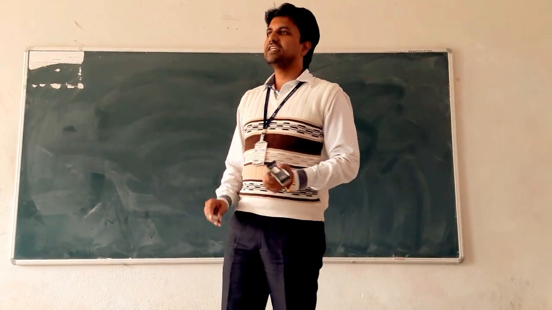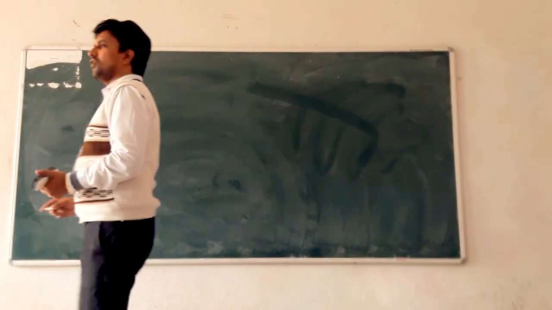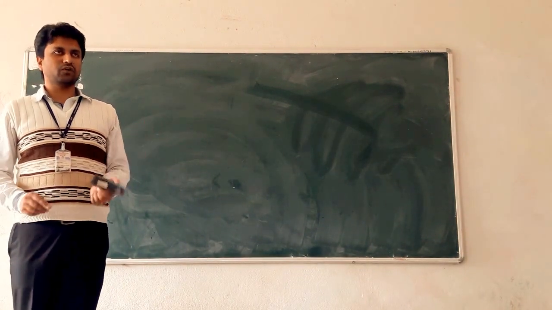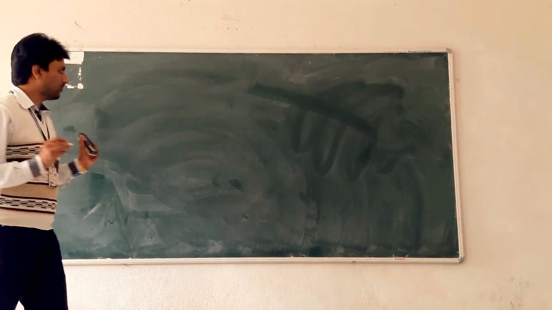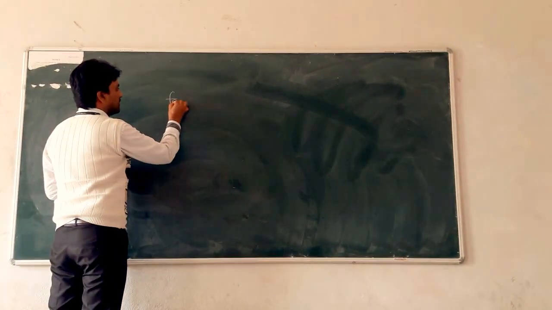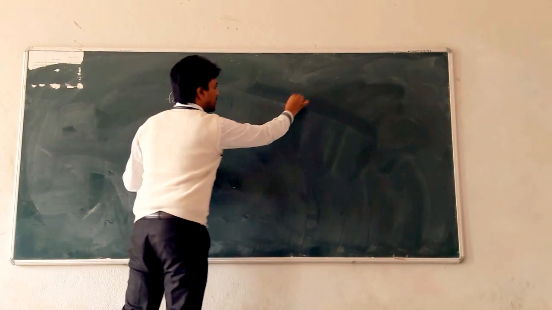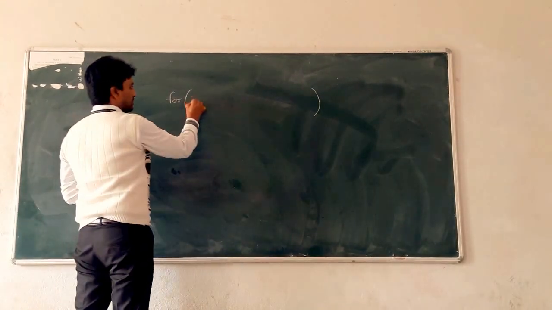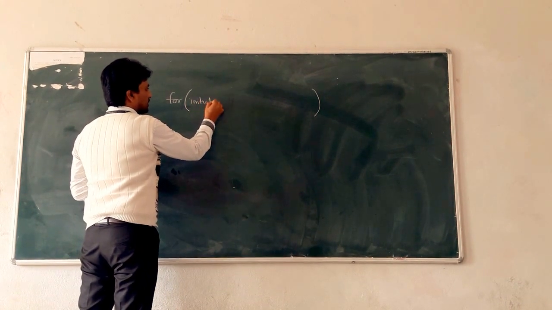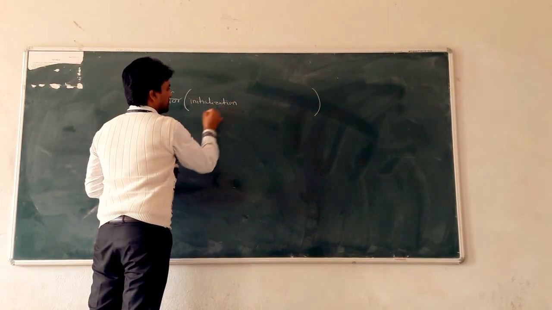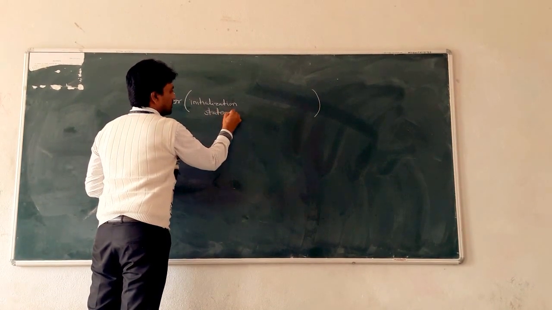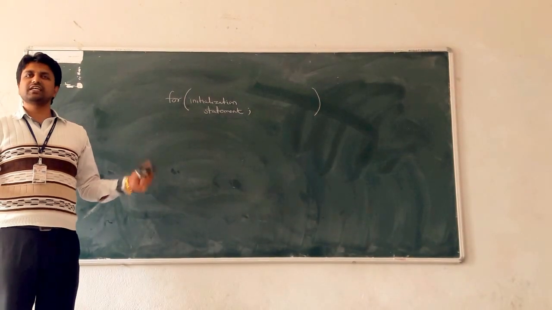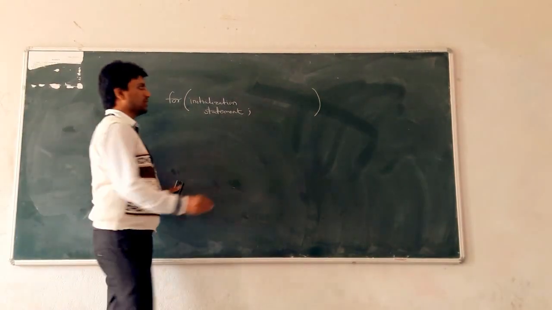We will start with the next point, that is for loop. So what is the syntax of the for loop? Syntax: keyword for, after that the initialization statement, then a semicolon. Whatever may be the initialization statement, give the semicolon.